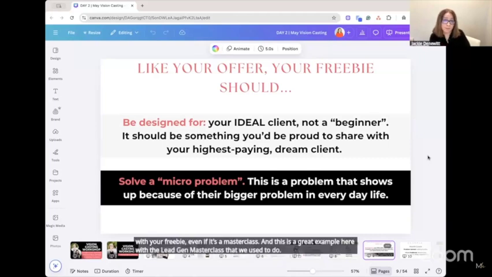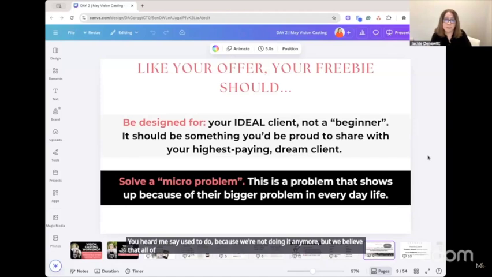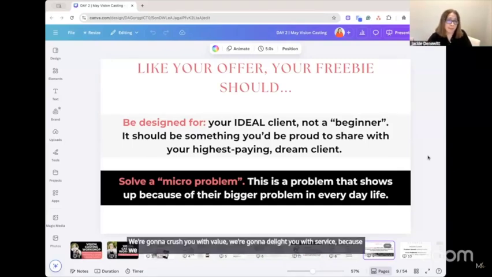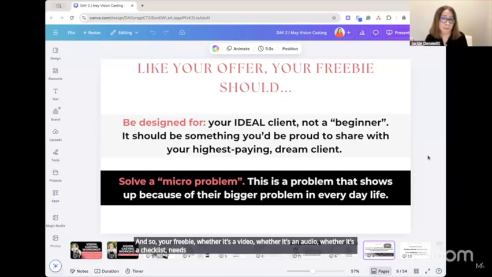You heard me say used to do because we're not doing it anymore. But we believe that all of our workshops, everything that we do, like what we're doing here, should be an experience for you. We're going to crush you with value. We're going to delight you with service, because we want you to get an idea of what it's like on the inside to work with us. So your freebie, whether it's a video, an audio, or a checklist, needs to encapsulate those things. Yes, I love this, Jackie.